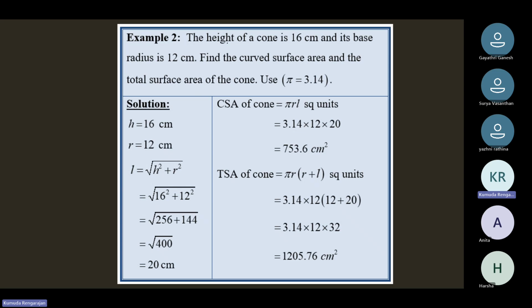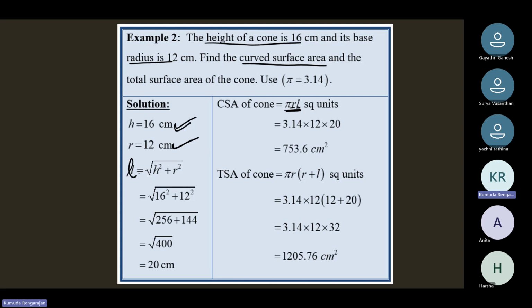In this one, we are given the height of the cone. See here, height of the cone, H, is 16. Radius, 12. You'll have to find the CSA, the curved surface area. The formula is pi RL. You need the value of R and L. But in the question, we have the value of H and R. We don't have the value of L. So we have to find L.